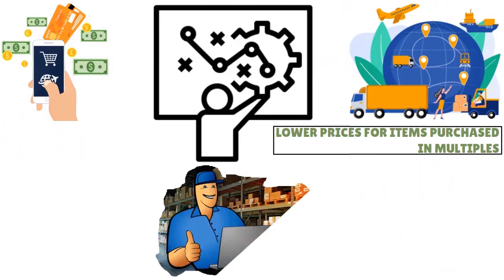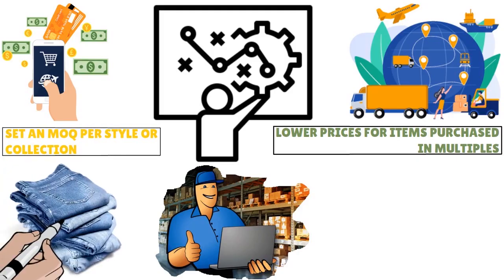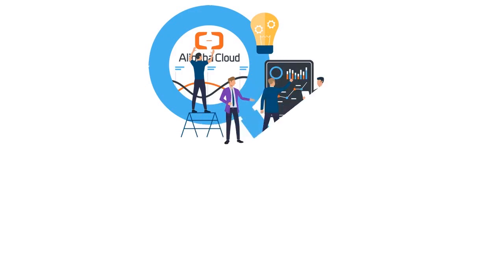And if you are selling your products to retailers at wholesale, you can set an MOQ per style or collection, but also create tiers. For example, buy 10 pairs of jeans and the cost is $10 per pair. Buy 20 pairs of jeans and the cost is $8 per pair. Or buy 30 pairs of jeans and the cost is $6 per pair. So the more units the retailer purchases, the less it will cost per pair and the higher the margins will be.